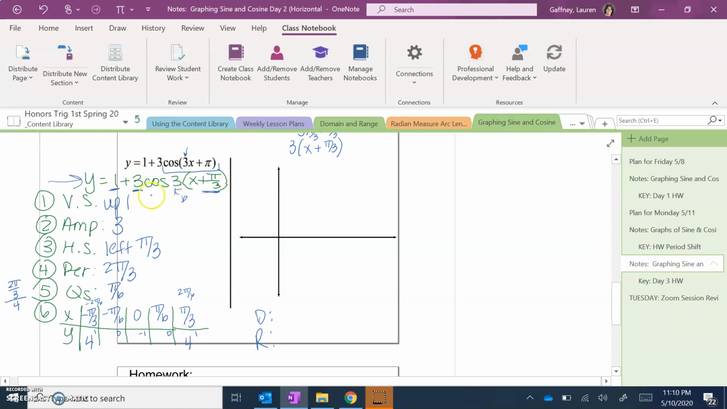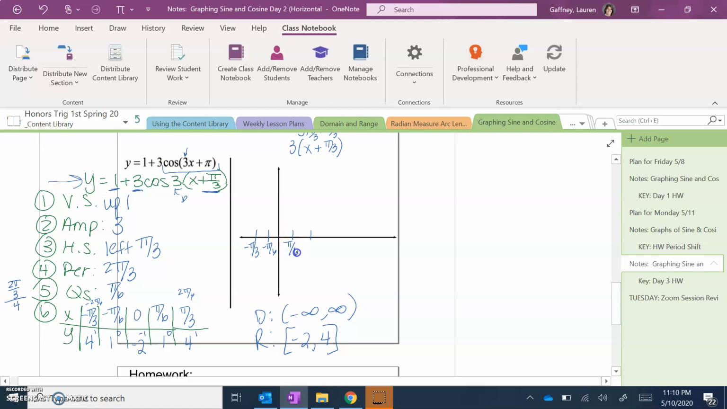If it comes out to 0, we just have 1. If it comes out to -1 times 3, and then that positive 1, we get a -2. Domain, -infinity to infinity. And range, the lowest is -2, the highest is 4. Okay, so let's be careful how we count here. I'm going to count by pi over 6. So this is -1 pi over 6. This is technically -2 pi over 6, which is that negative pi over 3. 0, pi over 6, pi over 3.